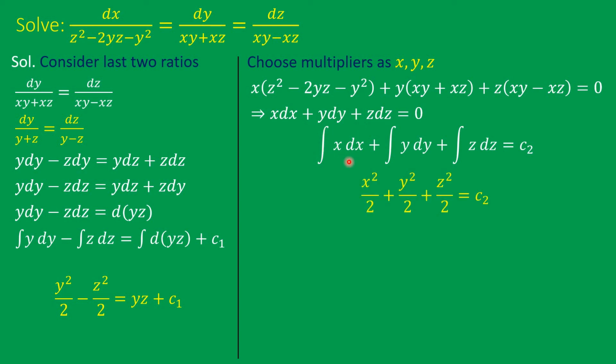After solving this, we got one more solution, x square by 2 plus y square by 2 plus z square by 2 is equal to c2. So this represents another solution for this differential equation. So this is how we can solve symmetrical simultaneous differential equations. Thank you.